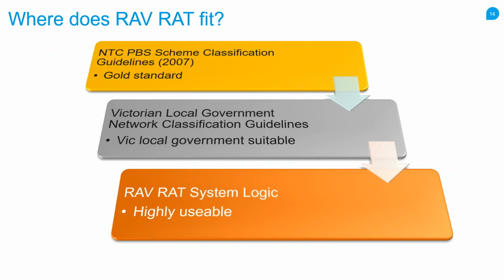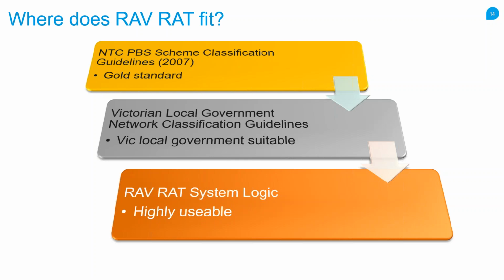All right, so where does RAV RAT fit? Essentially we take the NTC's classification guidelines as the gold standard for route assessment. These were mainly designed for state road authorities who typically had higher levels of resources available and higher levels of data to facilitate a more detailed route assessment. These capabilities may not always be available to local governments. Thus, not many people were really using it previously.